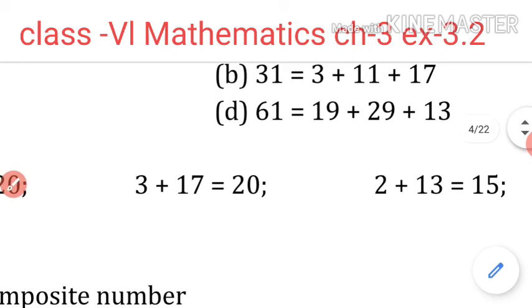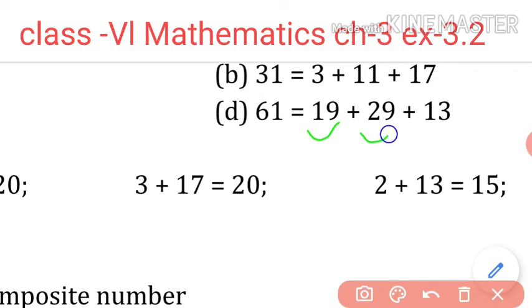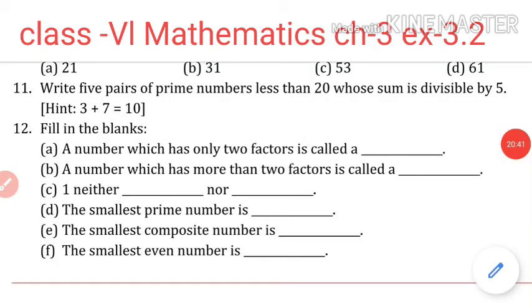Now next question number D. Question number next D is given how much? 61. Now 61 can be written as 19 plus 29 plus 13. So this will give you 61.